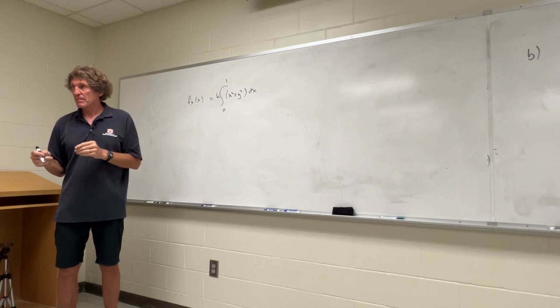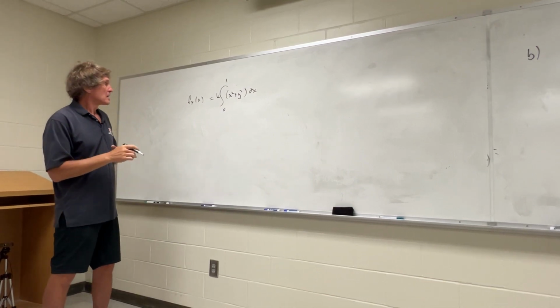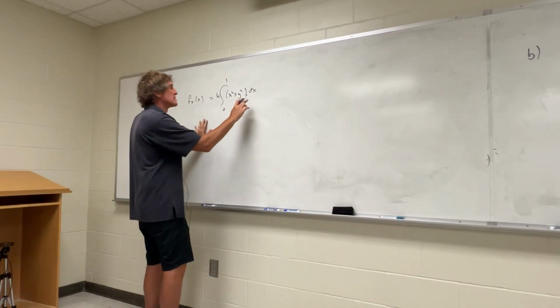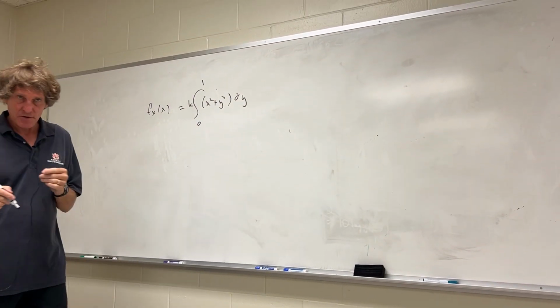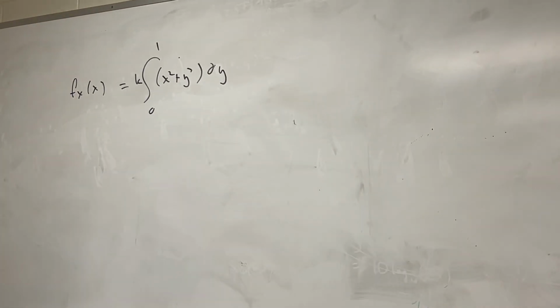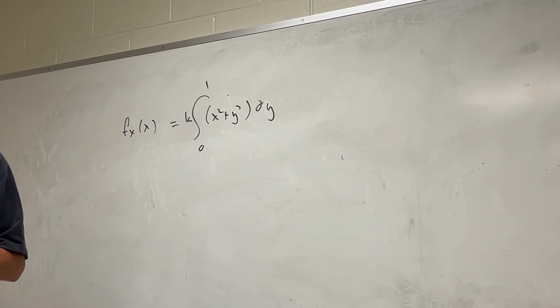Right? Should be dy. It's f of x. Oh, I'm sorry. Yeah, dy, my bad. I'm sorry. You're right. Apologize. With me, class? Go ahead and do that one.